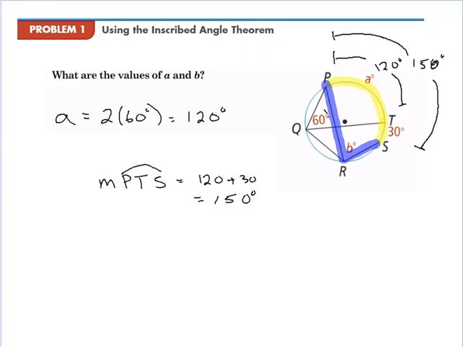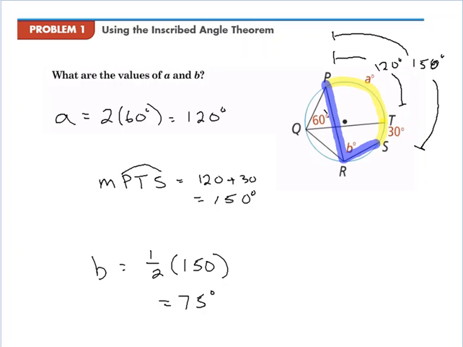So we want to use that relationship in reverse. I know the arc is 150 and I want to find the angle, so we're going to take half this time. So instead of doubling, we're going to take half. So B is going to be 1/2 of 150. In other words, 150 divided by 2, and that is 75 degrees.